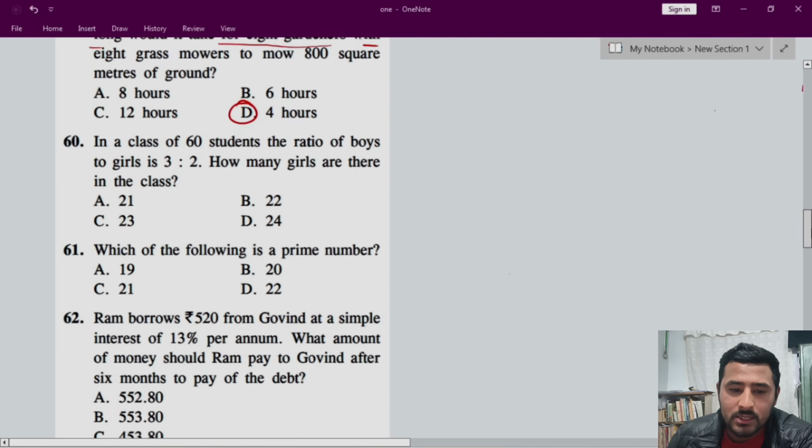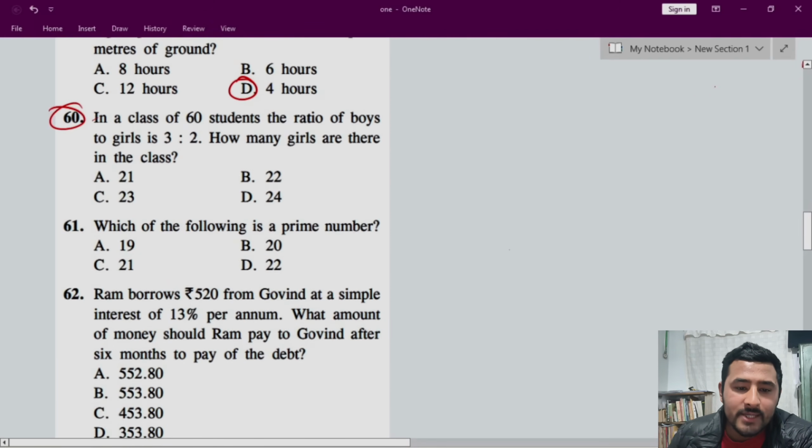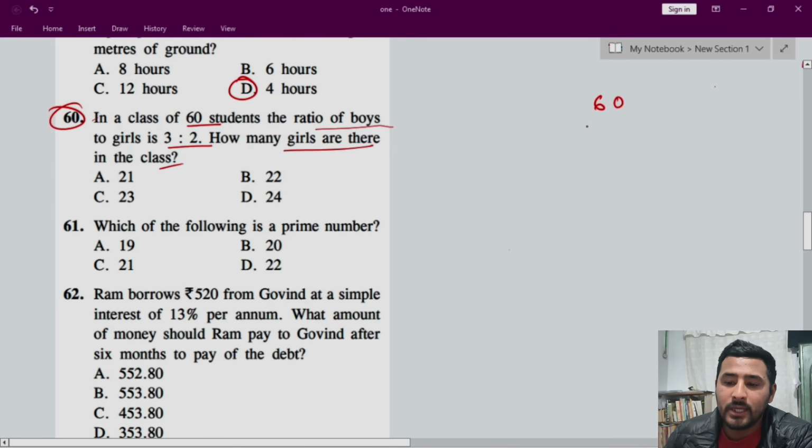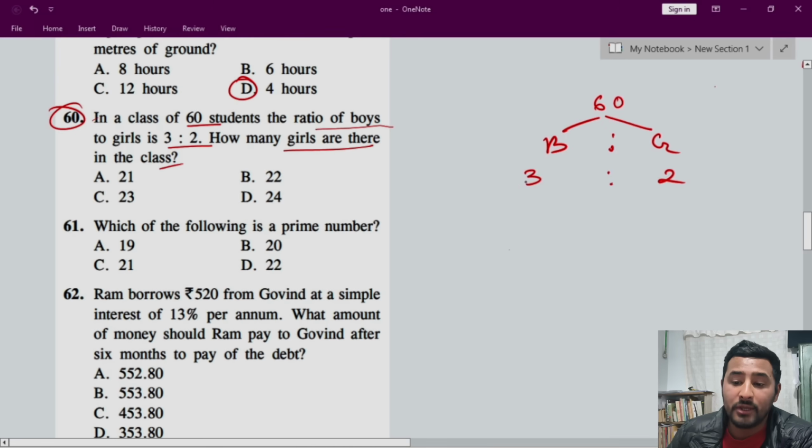Let's go for question number 60. In a class of 60 students, the ratio of boys to girls is 3:2. How many girls are there in the class? This type of question has already been done. So let's take there are a total of 60 students. Ratio of boys to girls. How many boys? 3. How many girls? 2. In ratio, okay, not in numbers, in ratio. So let us take 3x. Whenever we do ratio questions, you have to take one extra variable, x or any variable. Okay, x, a, b, c, anything.